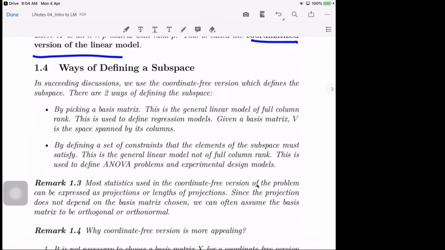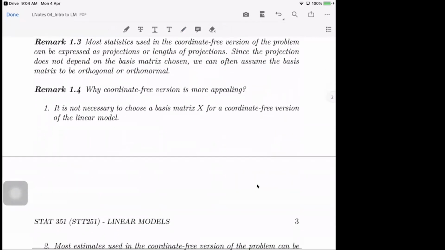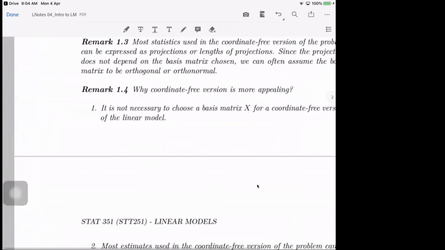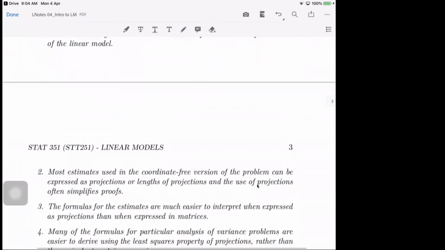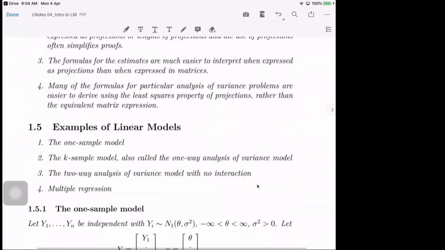So there are advantages and disadvantages of doing coordinate-free and coordinatized versions, and these are the ways of defining your space, and why the coordinate-free version is usually more appealing when we try to prove or derive some estimates.